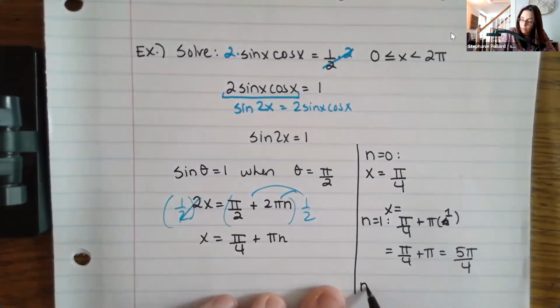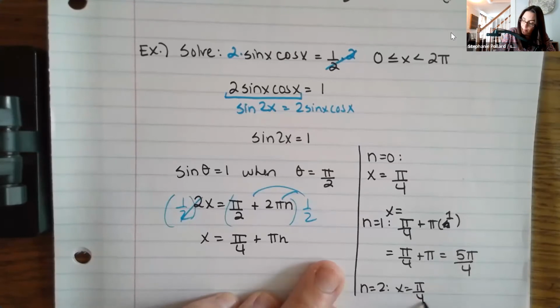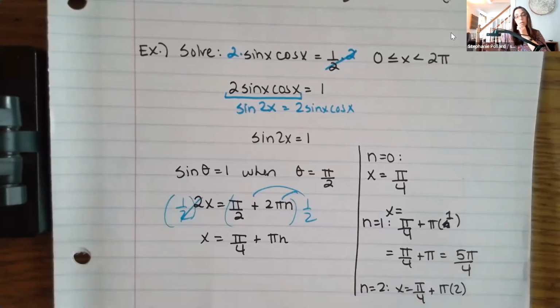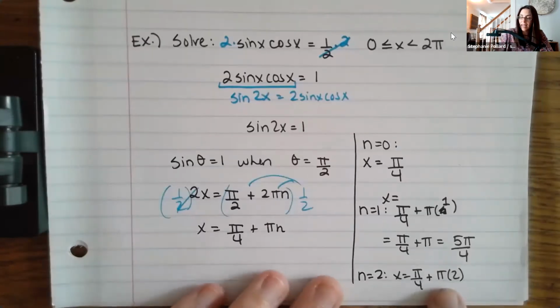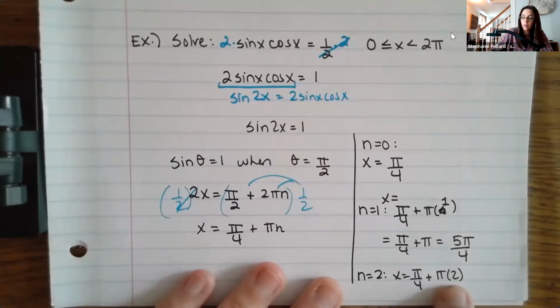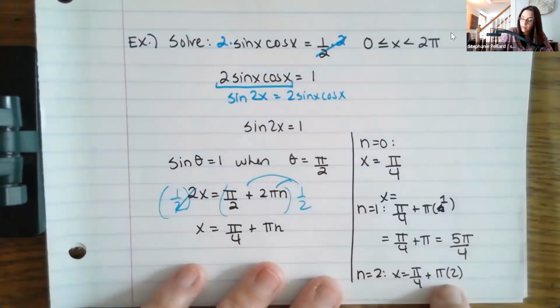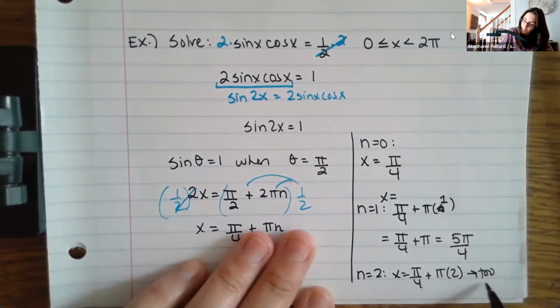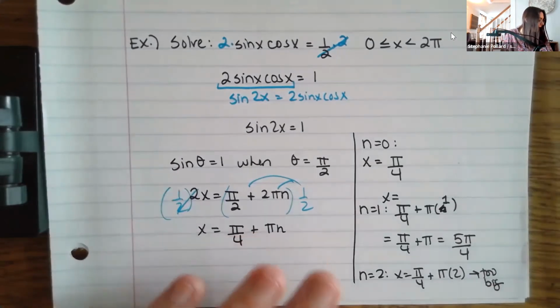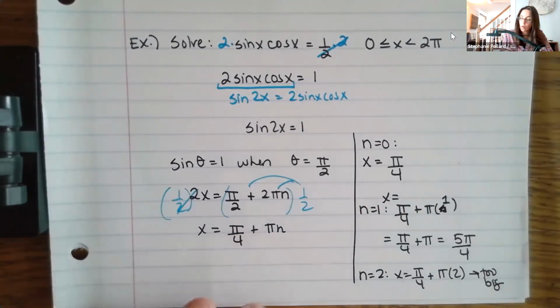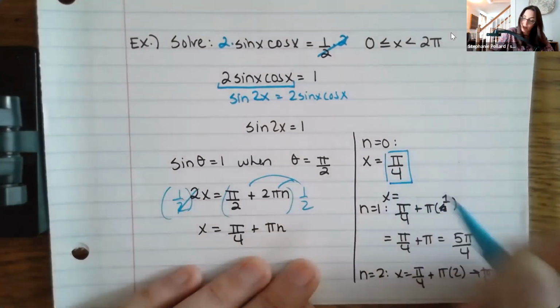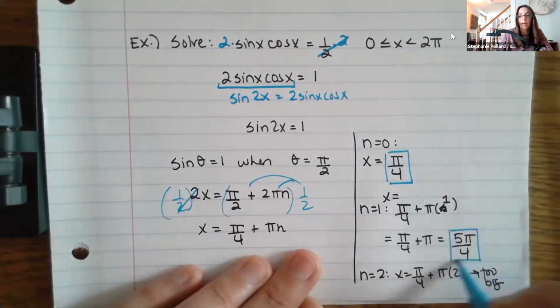I'm going to try n equals 2 here. So I get pi over 4 plus pi times 2. Now this is going to be too big because you're adding 2 pi, and the highest value, actually 2 pi, is already above. So this is going to be too big. So in this case here, we only have 2 solutions. We have the solution of pi over 4, and we have the second solution of 5 pi over 4.